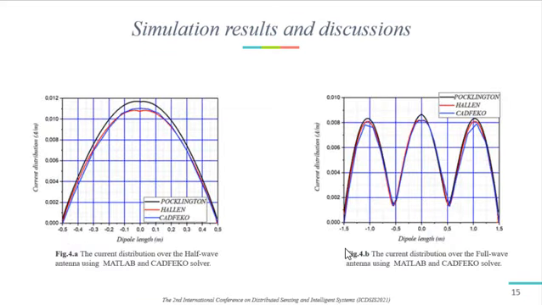Figure 4 presents the results for current distribution acquired by Hallen's and Pocklington's integral equations solved by MATLAB code using the method of moments, together with the outcomes determined by CAD. It can be seen that the current distribution along the length of the designed dipole antennas falls to 0 at the ends and then varies sinusoidally. The results obtained are in excellent agreement with each other.